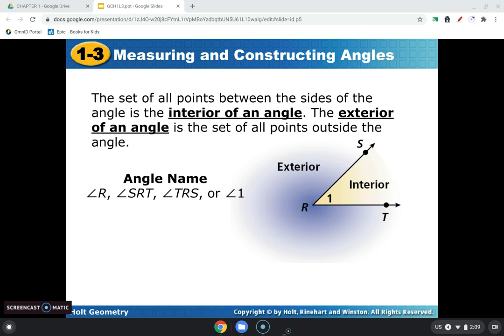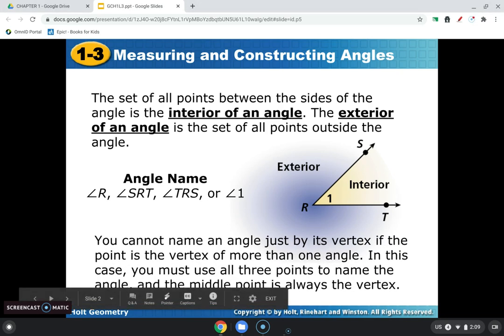This is Geometry Lesson 1-3, which is going to deal with measuring and constructing angles. The set of all points between the sides of an angle is the interior of an angle. So if you look at angle SRT here, interior would be inside, exterior would be outside. Angles are going to be named by their vertex.